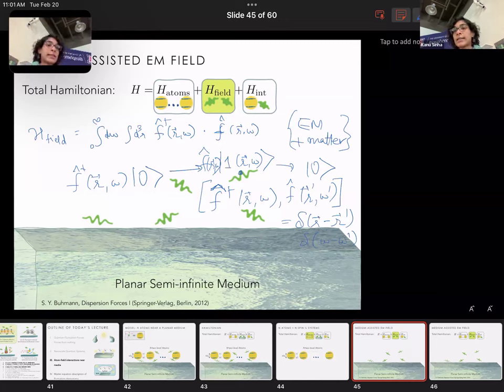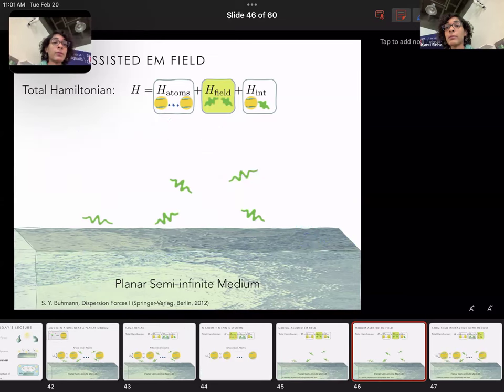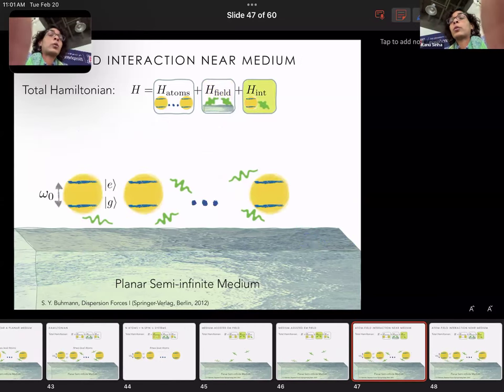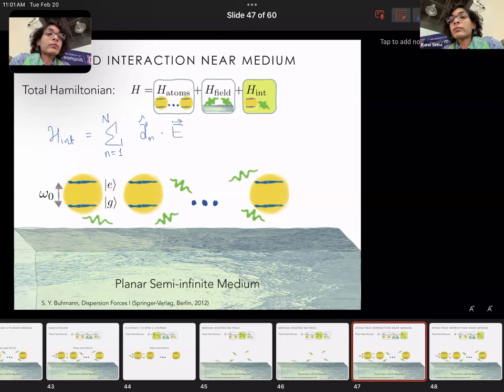So now that we have described the quantized electromagnetic field in the presence of this medium, we can also describe its interaction with the atomic system. So the atom field interaction, as we've seen in the previous lecture, looks something like this. So again, you have N atoms in this case, which are each described by their individual dipole operators and the quantized electric field at the position of those dipoles, okay? So each of these atomic dipoles is located at some position Rn, is what I'm going to assume.